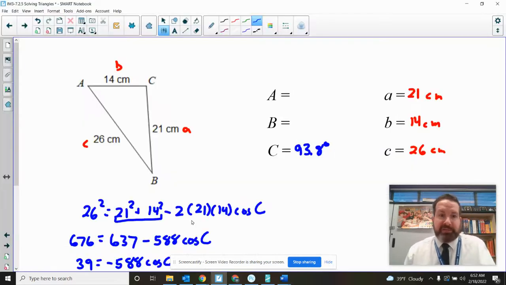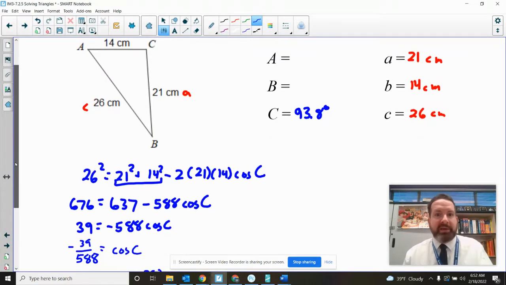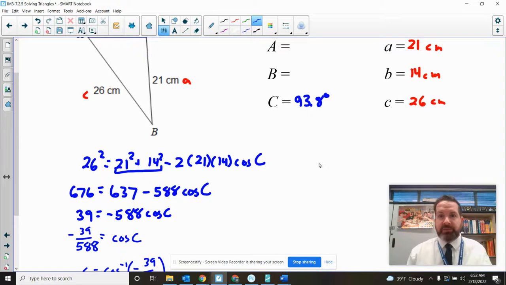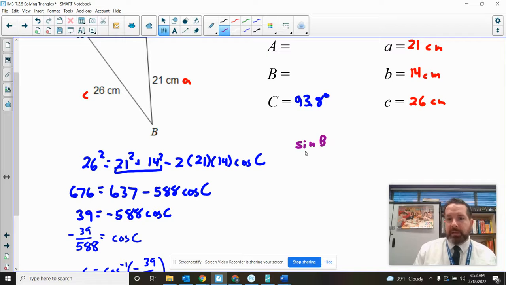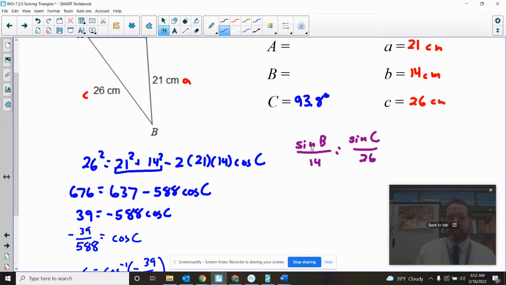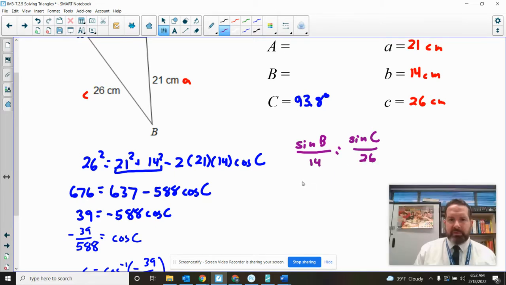Okay, let's finish this out. How about next? Let's do angle B. It's the next one up. So I'm going to be thinking here that the sine of angle B over 14 centimeters equals the sine of angle C, which, because I'm going to use the unrounded number in Desmos, I'm going to leave it written as letter C right now, over the 26 centimeters. Multiply the 14 over.